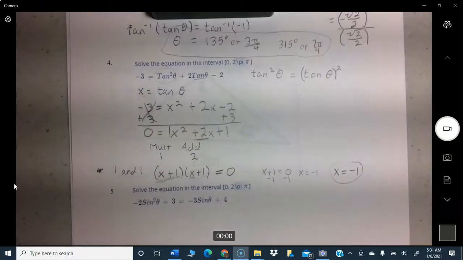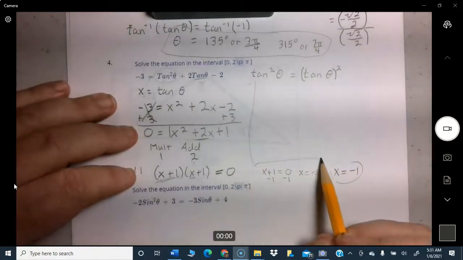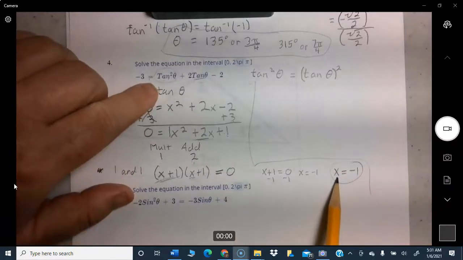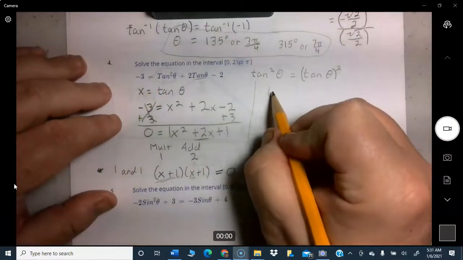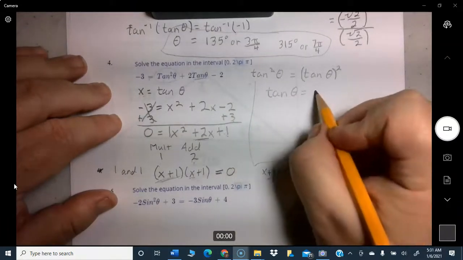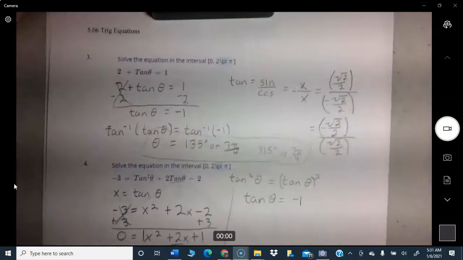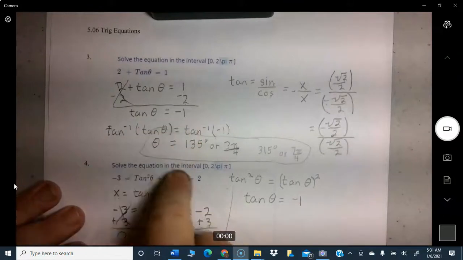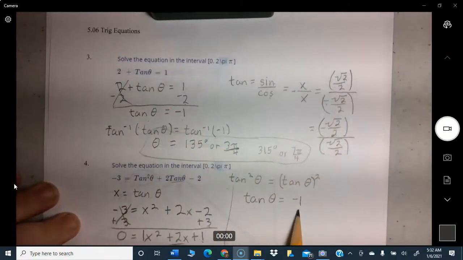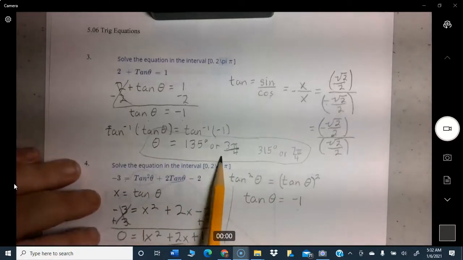Okay? So now we've done the algebra. Now we're going to come up here, draw a line here, and we're going to do the trigonometry. So we said that x equals tangent theta. So we're going to plug that back in. Tangent theta equals negative 1. Well, guess what? We saw this before. Where did we see it? Right here. This whole problem right here was tangent theta equals negative 1. So you're going to get the same answers as you got here. All right?